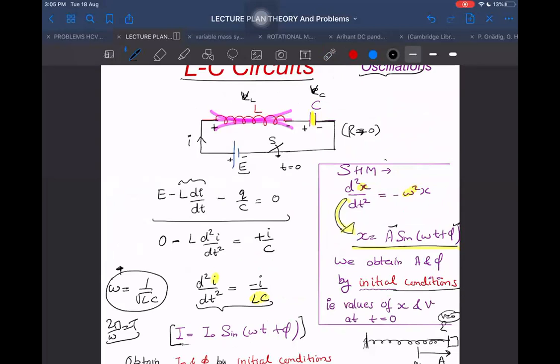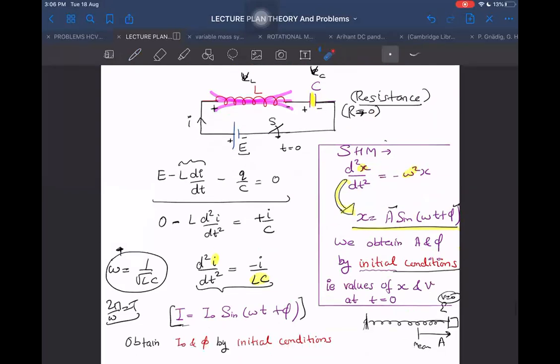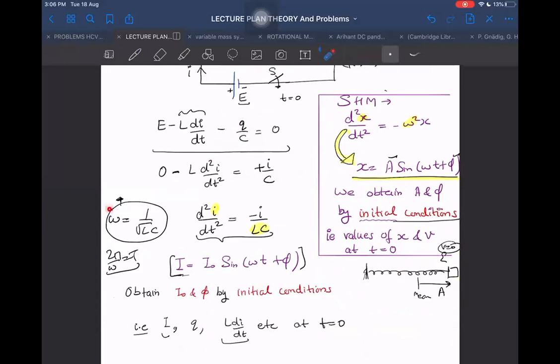Resistance, R is resistance. No, sir, you explained something. Before telling R tends to 0, you explained something, sir. I don't know what I explained. I did not explain anything. Whatever I explained is written in front of you. Nothing extra. I told omega.